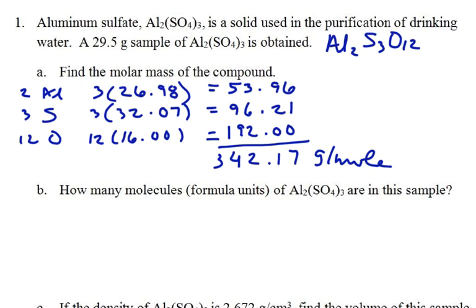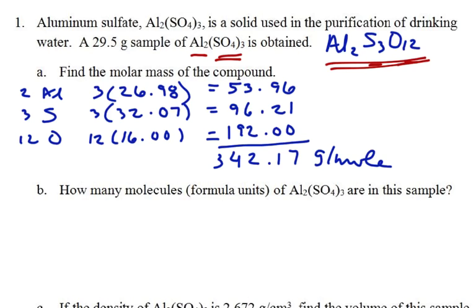So we're going to look at one of the quiz questions. So we said aluminum sulfate is a solid used in purification of drinking water. A 29.5 gram sample of aluminum sulfate is obtained. Well, the first thing I would do is go through and rewrite this, either physically rewrite it or just rewrite it in my head. So I know I have 2 aluminums, that's easy. And SO4 taken 3 times means I have 3 sulfurs and 12 oxygens.